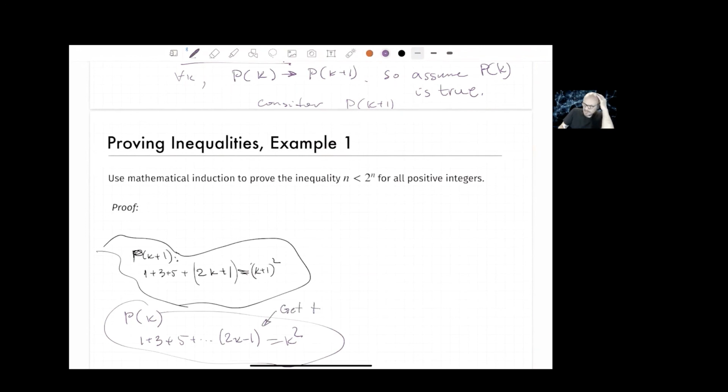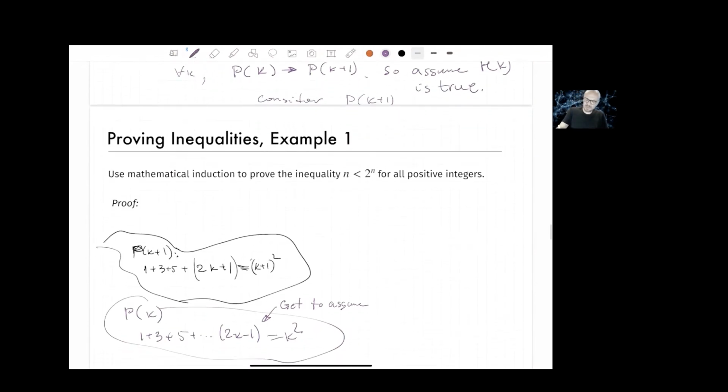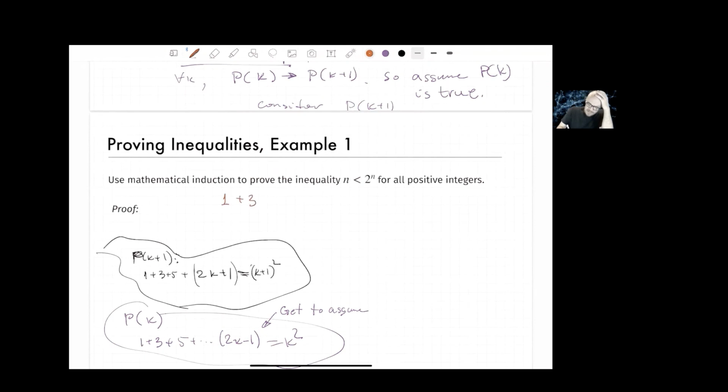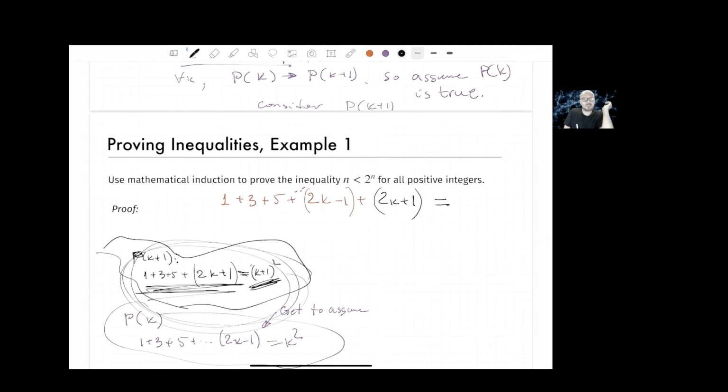Now with this assumption, I want to show that P of k plus 1 is true. So let's write down P of k plus 1: 1 plus 3 plus 5 plus, let's write down the previous term 2k minus 1 and then the next term 2k plus 1. These are dots here. I want to show that this is going to be equal to k plus 1 squared, although right now I don't know that that's the case. That's what I'm trying to prove. I wrote down the left-hand side of what I'm trying to show. Now let's see what the red piece is. I'm going to say that the red piece is going to be k squared.